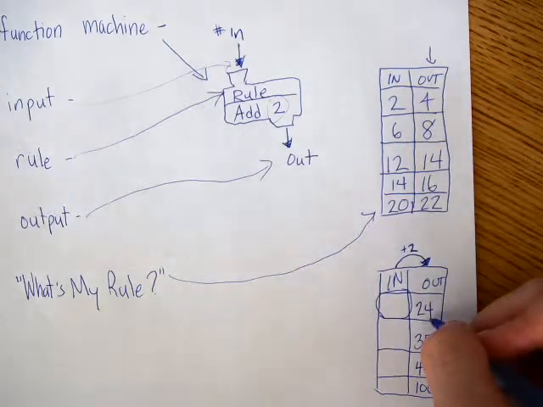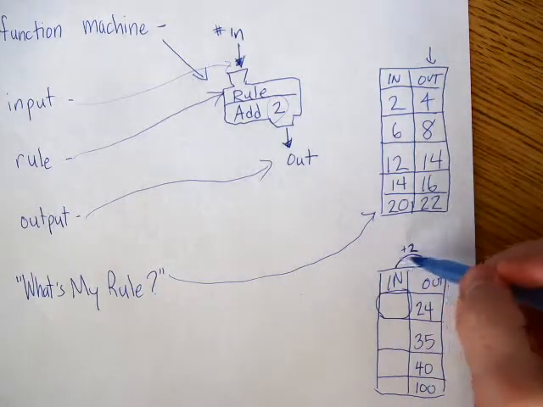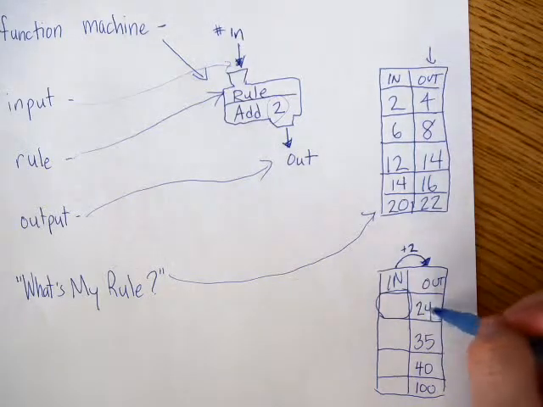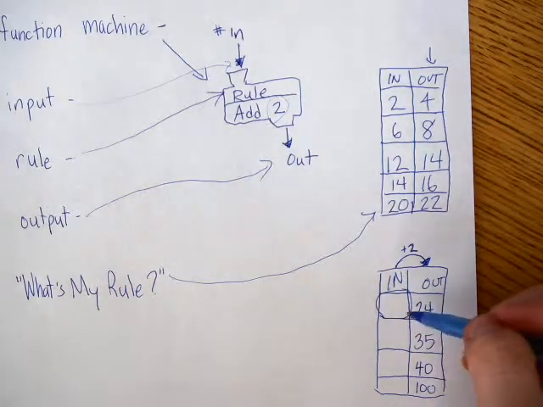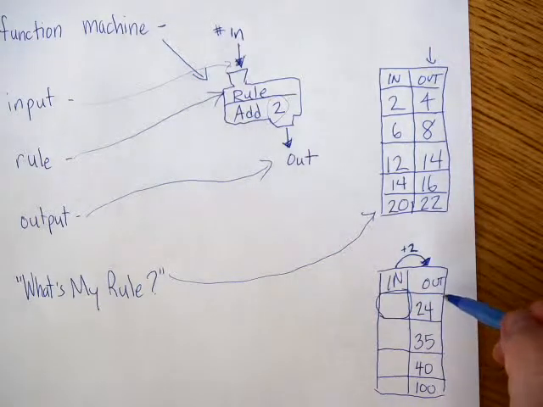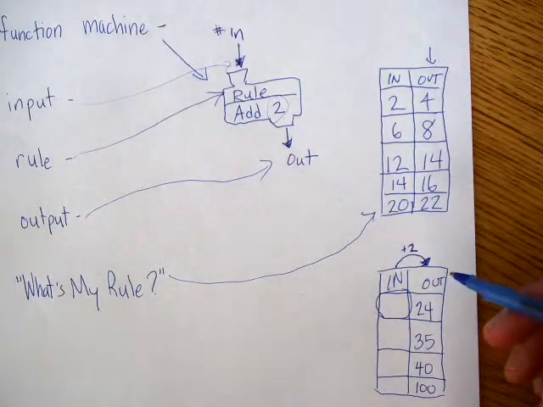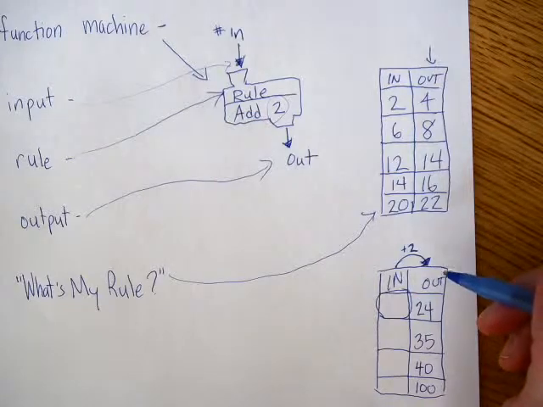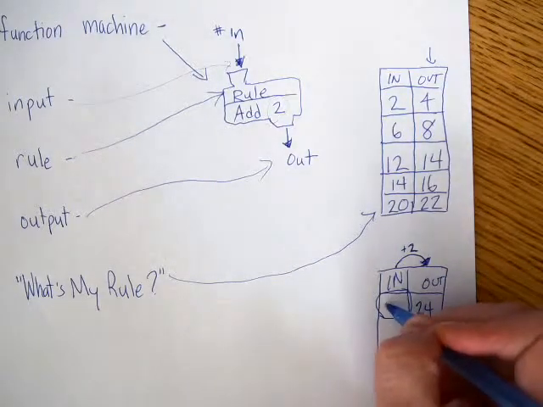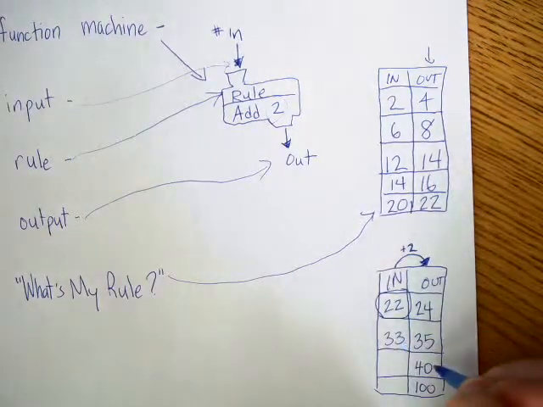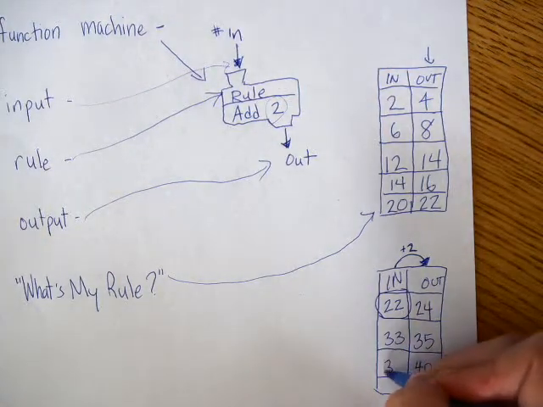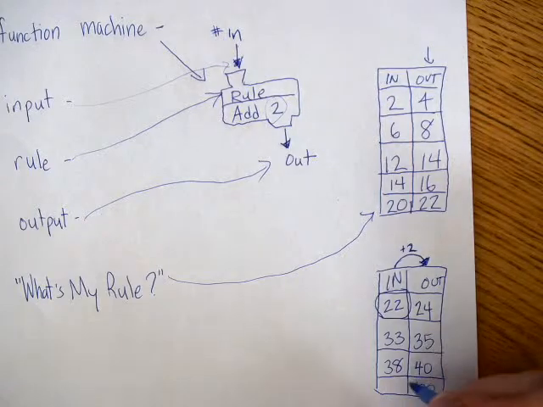Does that make sense, guys? So 2 got added to the input. In order to figure that out, I have to subtract 2 from my output. I have to go backwards. That's the part I noticed when I was looking around your books that could have caused a little bit of confusion. So 24 minus 2 is 22, 35 minus 2 is 33, 40 minus 2 is 38, and 100 minus 2 is 98.